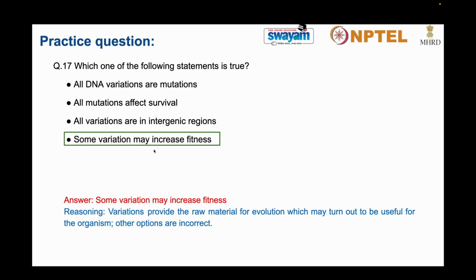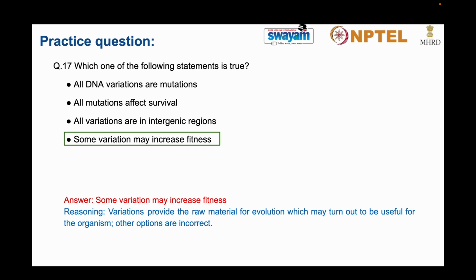So not all variations, but there could be certain variations that can increase fitness. The answer says that variations provide the raw material for evolution, which may turn out to be useful for the organism. Because if you see it from the perspective of evolution, the ancestors that were present, and now humans, if we compare us with our ancestors, we see that a lot of variations have occurred, and not all of these variations were harmful for us. They have provided us with different advantages. We are better than our ancestors. Those mutations have provided us with the ability to adapt to newer conditions. We have increased our fitness.